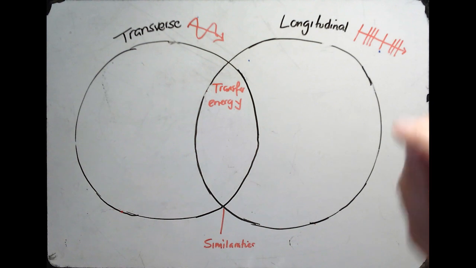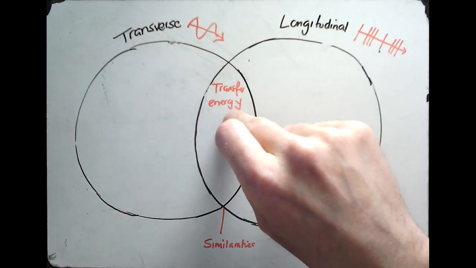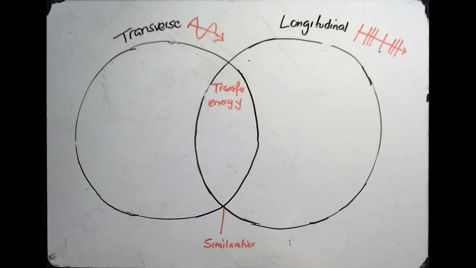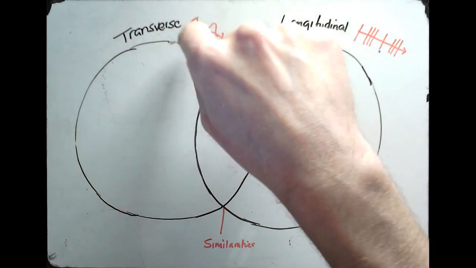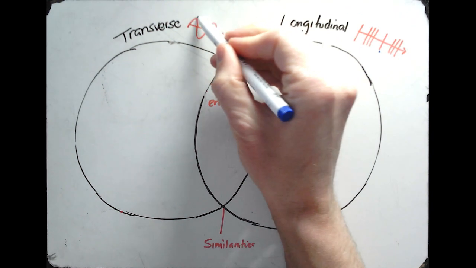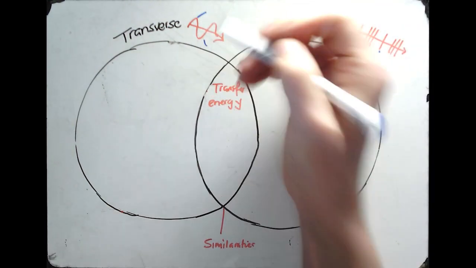If I was to start to write my answer, this might be a great place to start. I could say a similarity between transverse and longitudinal waves is that they both transfer energy from one place to another. Great. But it's not a full comparison yet because I don't have any ways that they're different. So let's add in some ways that they're different. So this diagram is useful here because we can start to think, well, these diagrams are different. How are they different? Well, this one has got peaks and troughs. So let's write that in here.